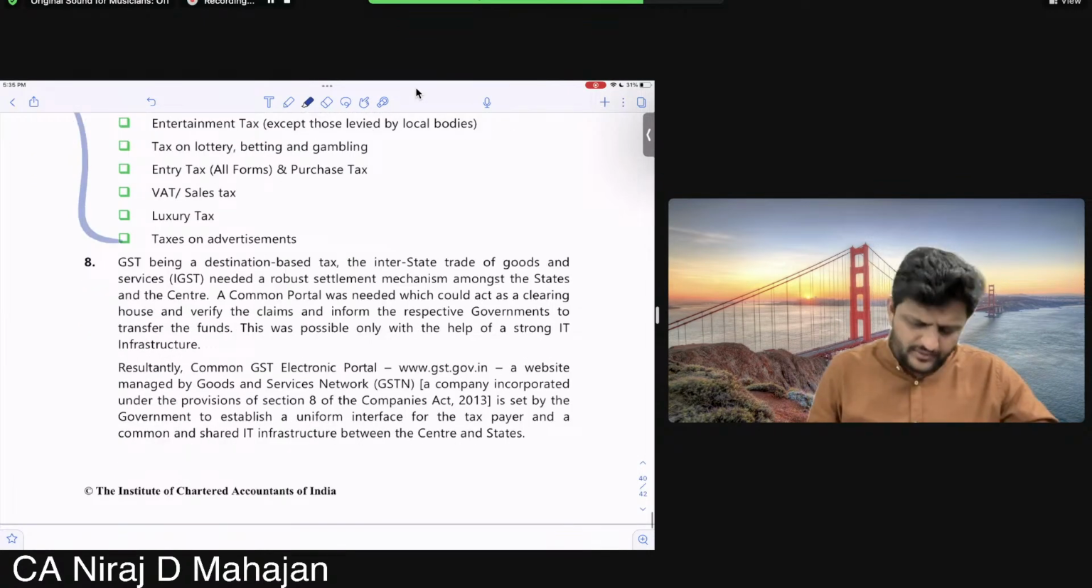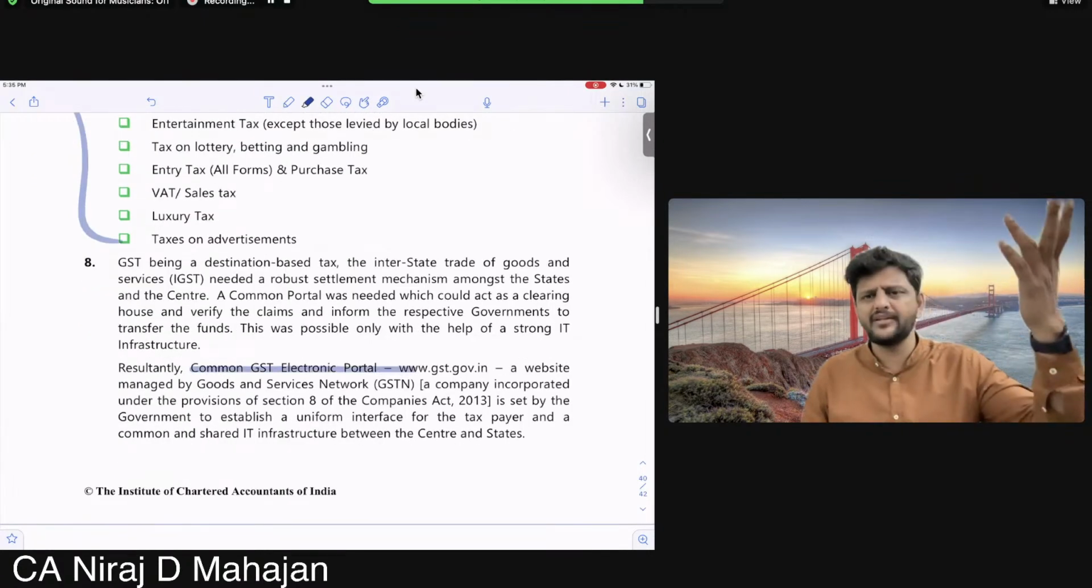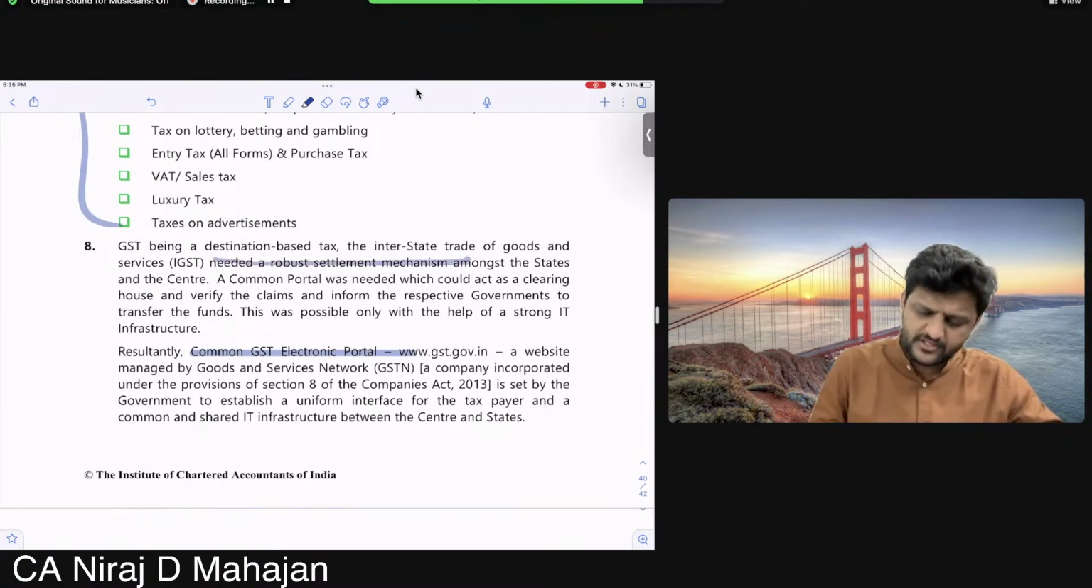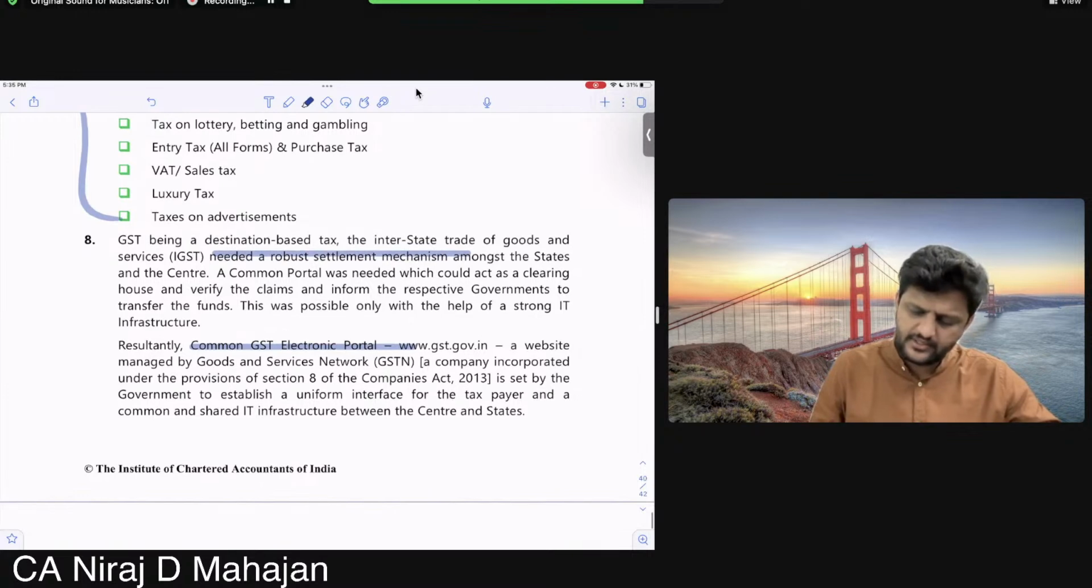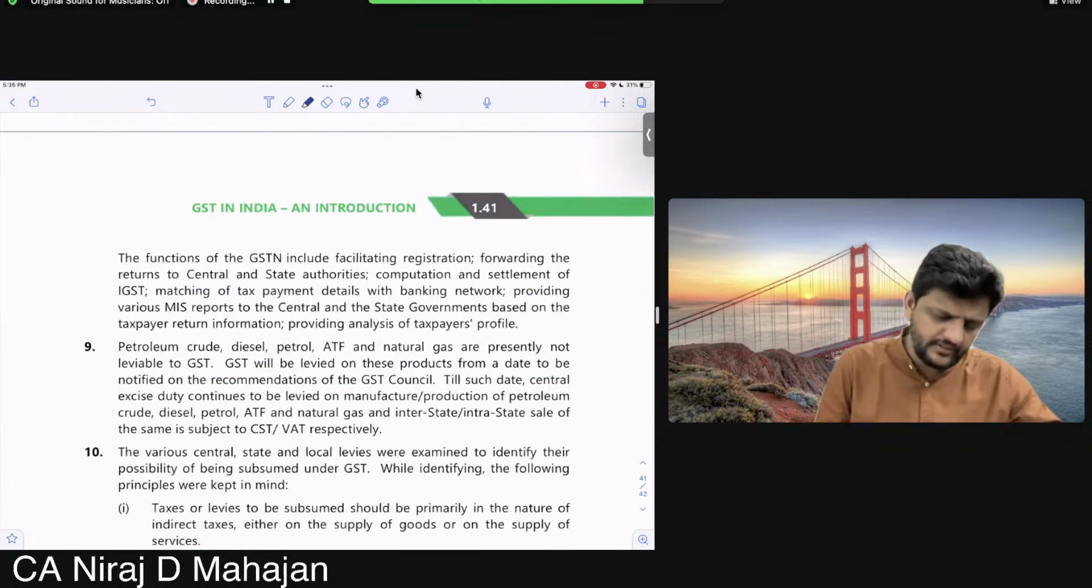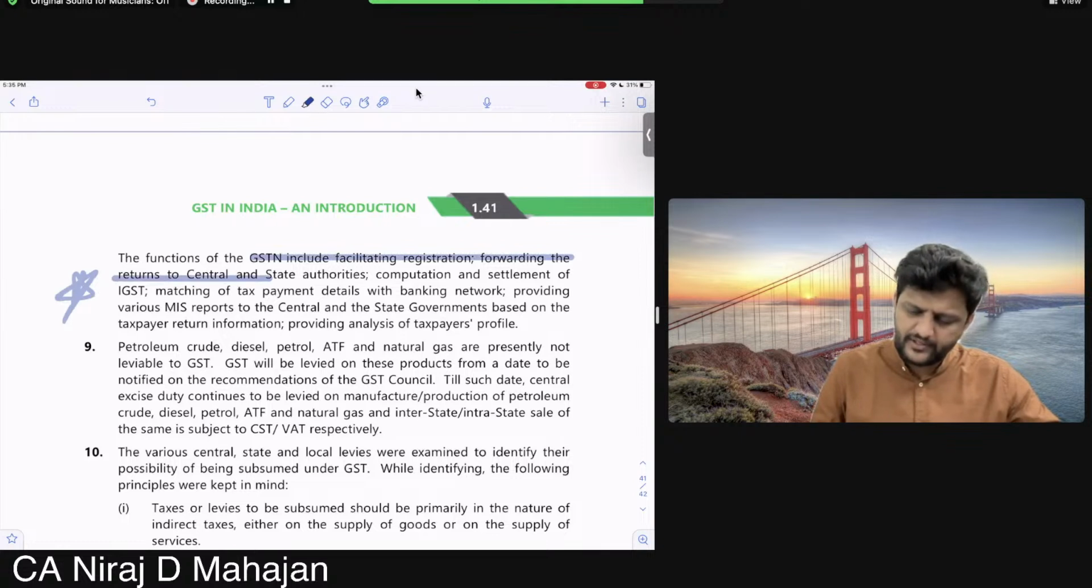GST common portal. Whatever was given in the above paragraph is just copy-pasted here. It needed a robust settlement system to verify the claims. This is the main thing of the GST common portal: facilitating registration, forwarding the returns, analyzing taxpayer profiles.